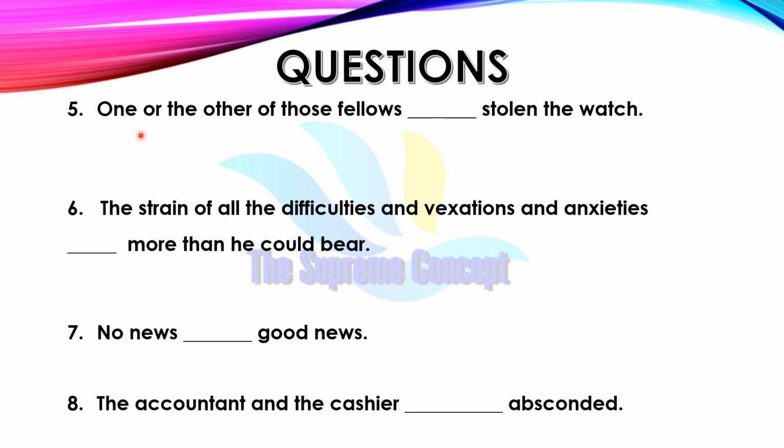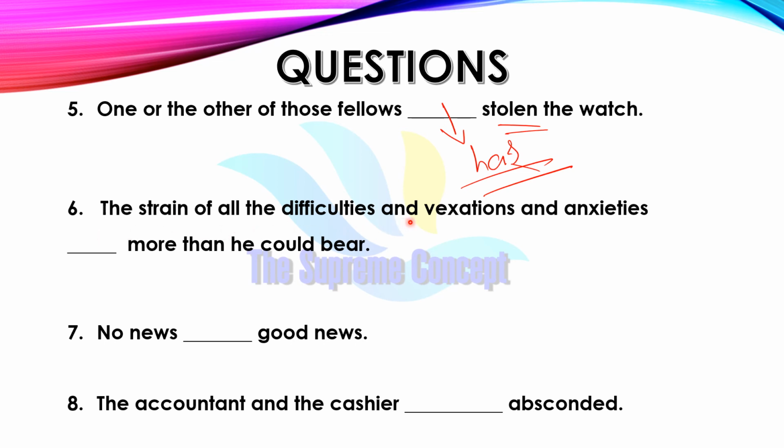One or the other of those fellows has stolen the watch. Now mark your answer. All right. So here we will use has. From stolen we come to know that it will follow either present or past perfect. So here there is no question of using past tense, so it will be good to use present here. One or the other follows what? Singular verb form. So now question number 6.